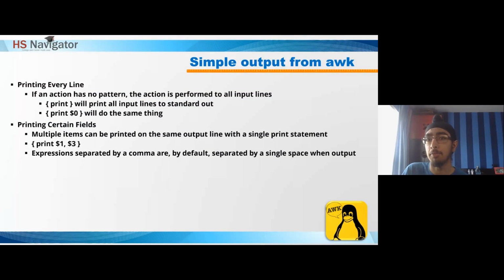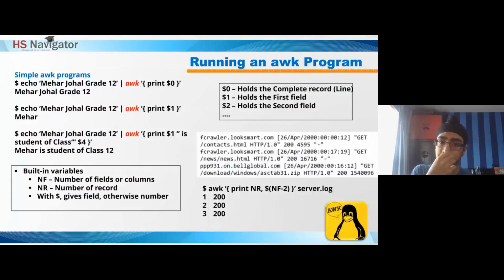So, simple output from awk. If you do curly brackets and print, it'll print everything that you inputted into the output. Or if you do print $0, it'll do that same thing. But if you want to print certain fields or certain columns, you can use $1, $3, whatever field you want to print out, then it'll print that. And expressions are separated by a comma by default, and they're separated by space in the output.